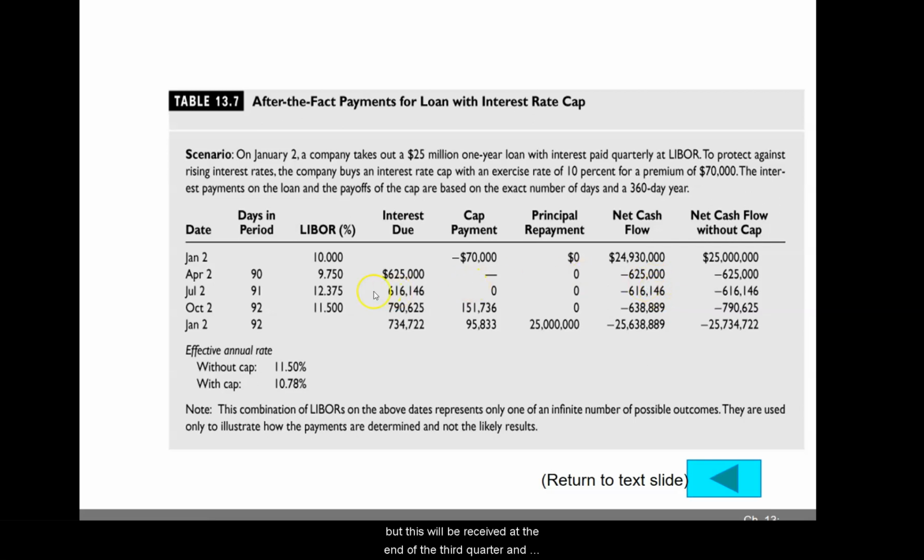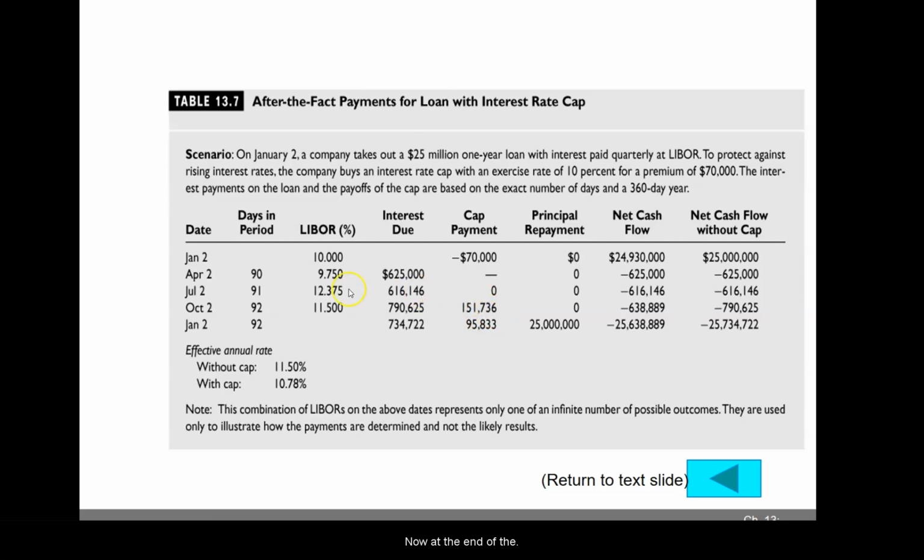We paid the first quarter interest, we paid the second quarter interest. There is a gain in the second quarter on the second caplet, but this will be received at the end of the third quarter, and that is why this cash flow is shown here on the timeline to be received at the end of the third quarter.